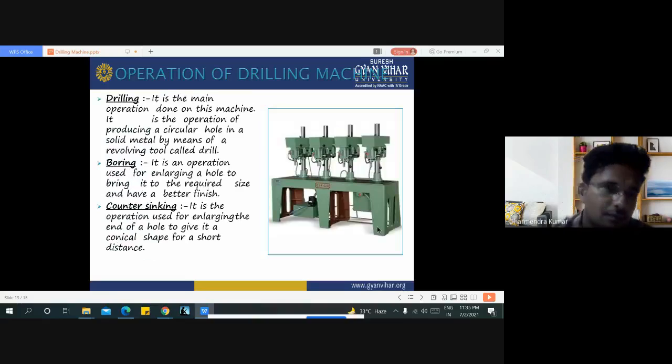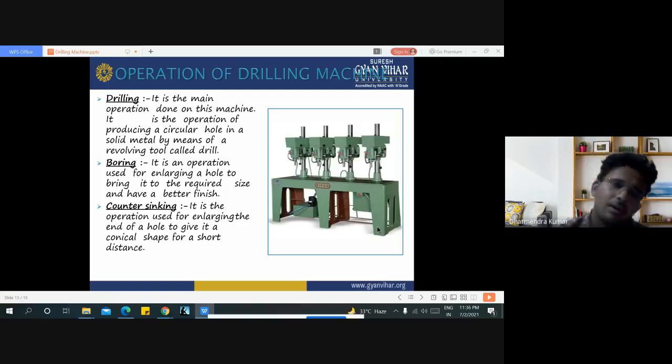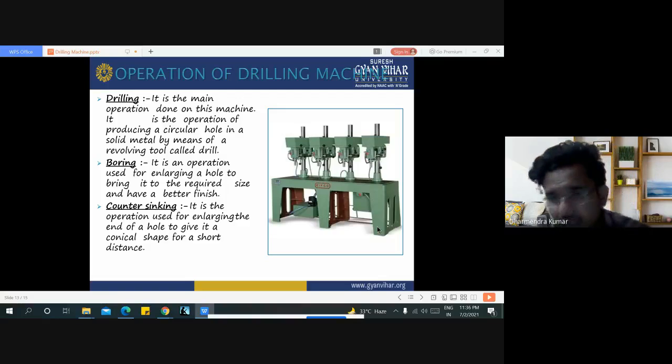Drilling is the main operation done on the machine. It is the operation of producing a circular hole in solid metal by means of a revolving tool called a drill. Boring is an operation used after the drilling operation, and the main purpose of boring is enlarging a hole which has been made by drilling.